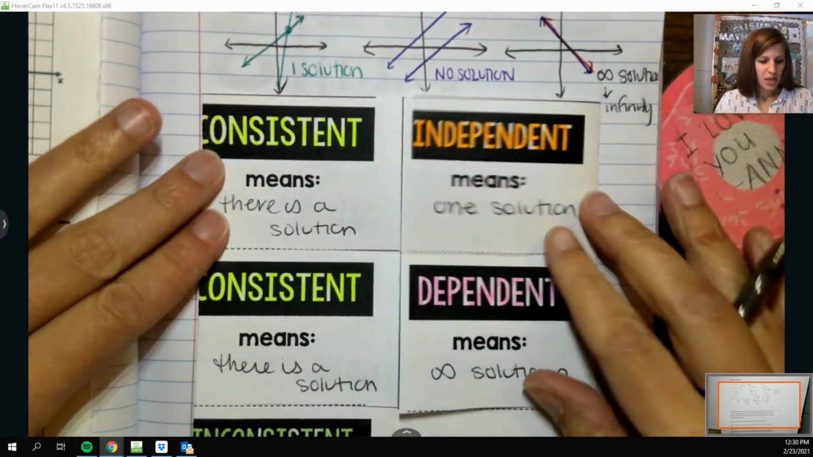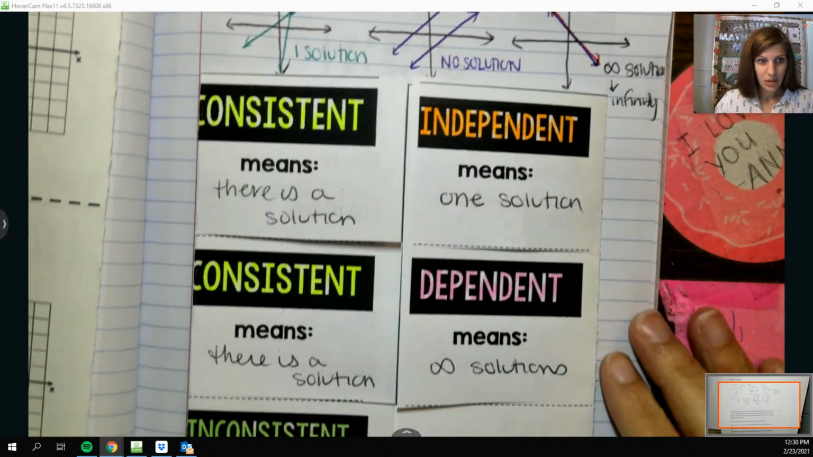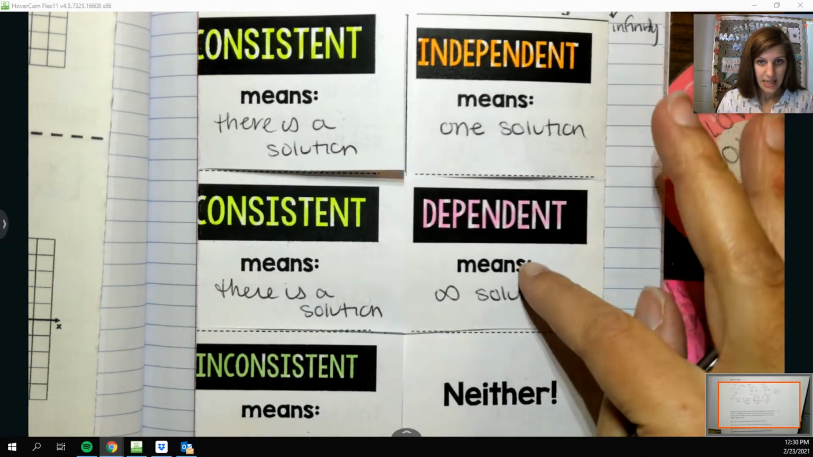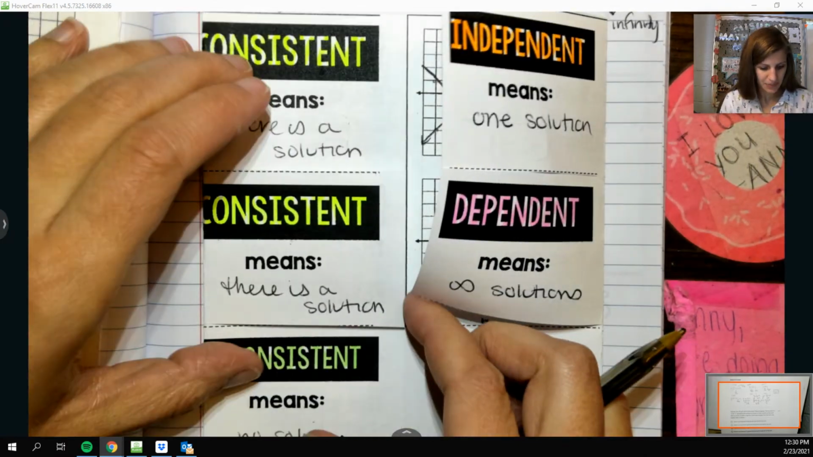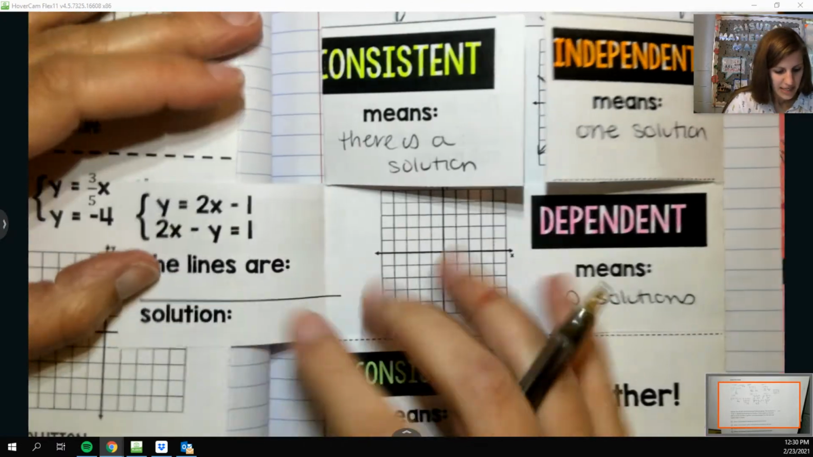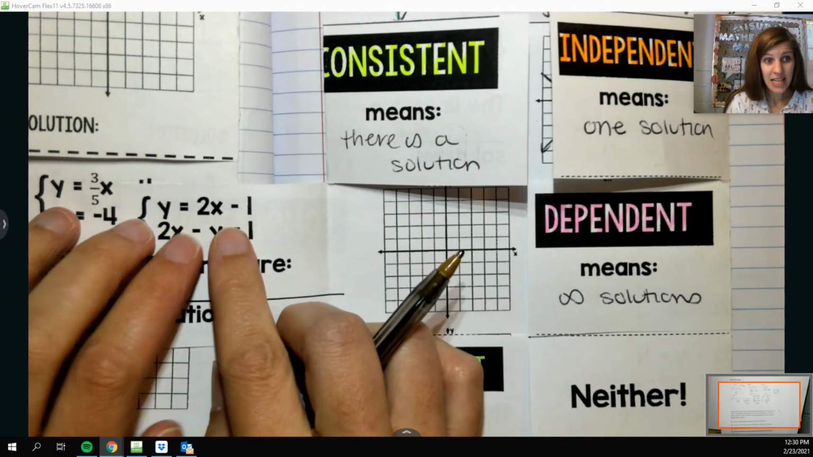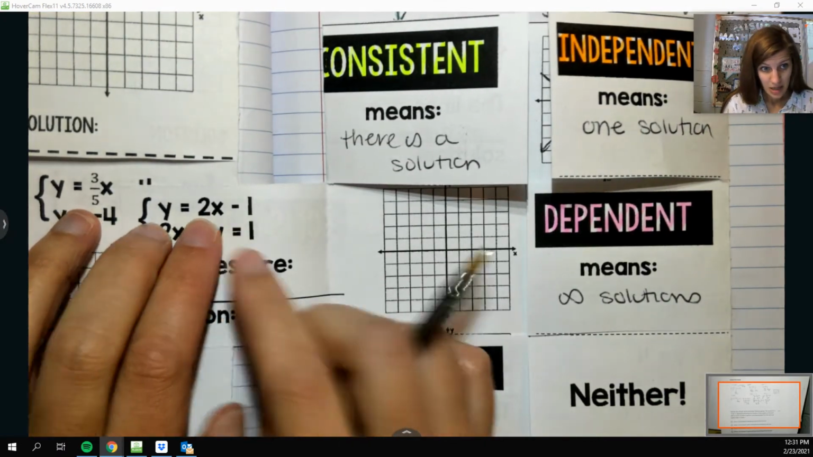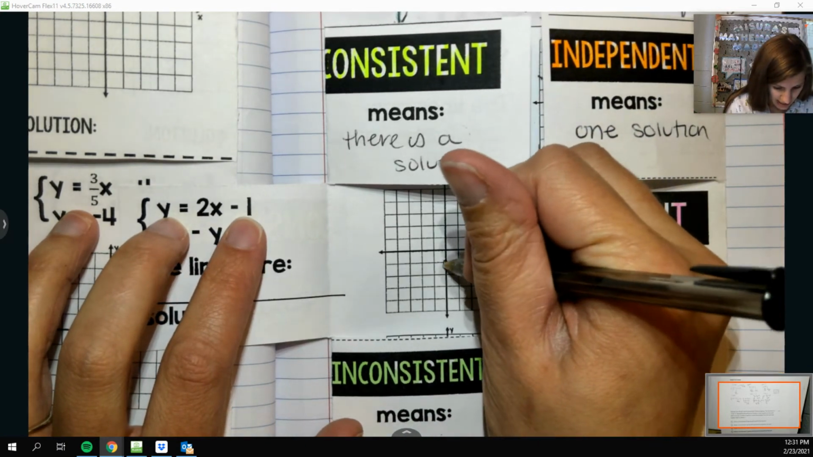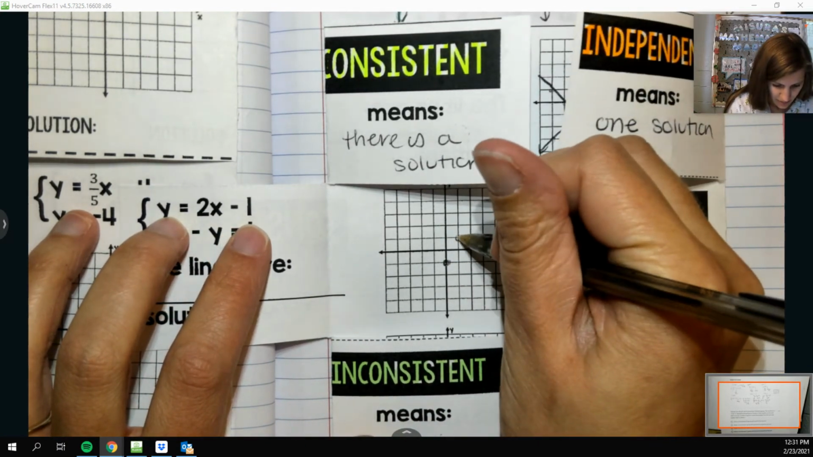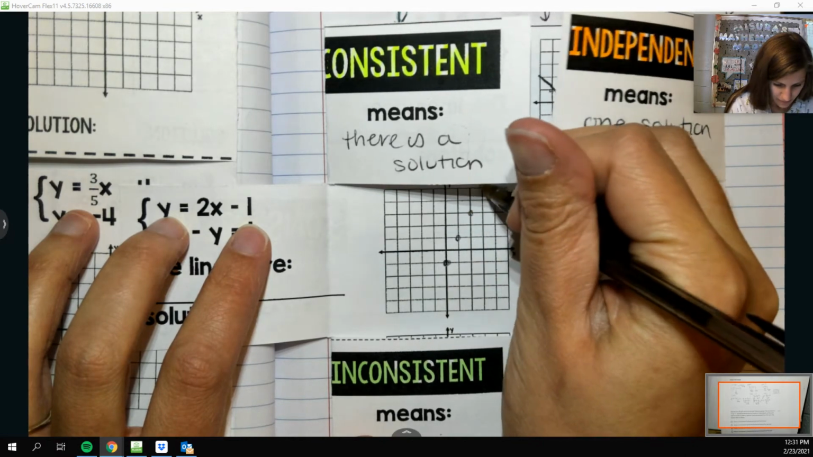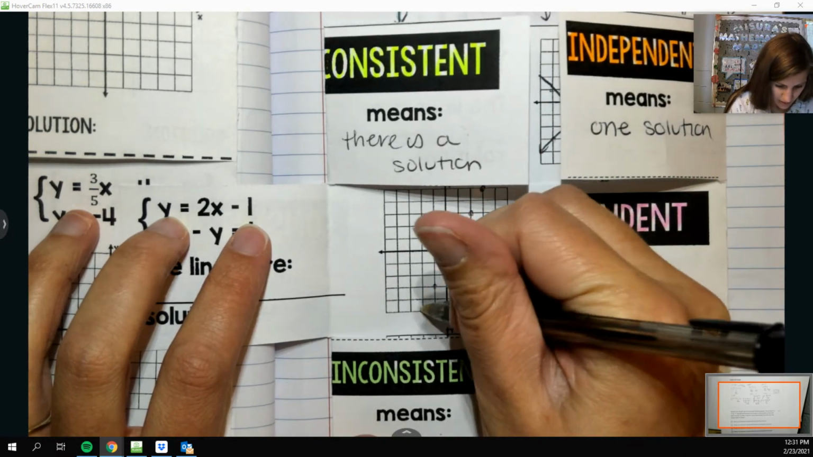Okay. So some examples of consistent dependent. If we take a look at this first one here, that is in y equals mx plus b. So I can plot the y-intercept at -1 and do my slope of up 2 over 1 or down 2, back 1.